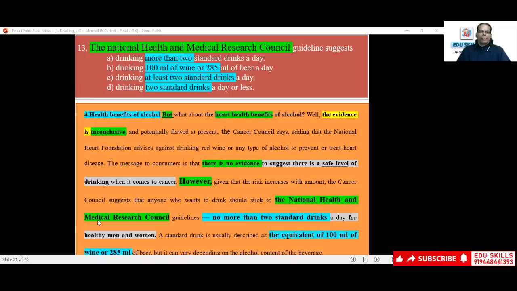The National Health and Medical Research Council guidelines: no more than 2 standard drinks a day for healthy men and women. Two standard drinks a day or less. No more than means 2 or less than 2. So this D is going to be the answer, but we will be explaining it again.